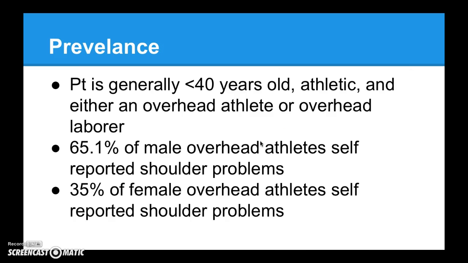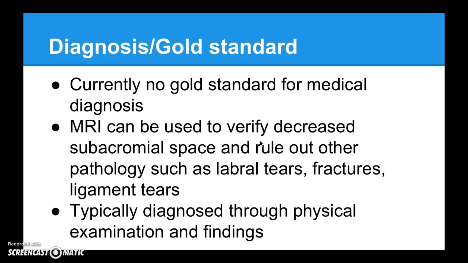As we touched on earlier, in secondary impingement, the patient is generally less than 40 years old, athletic, and either an overhead athlete or an overhead laborer. In one study, 65.1% of male overhead athletes self-reported shoulder problems, and 35% of female overhead athletes self-reported shoulder problems. In this study, volleyball athletes were most commonly affected. So as you can see, this is a very common condition.